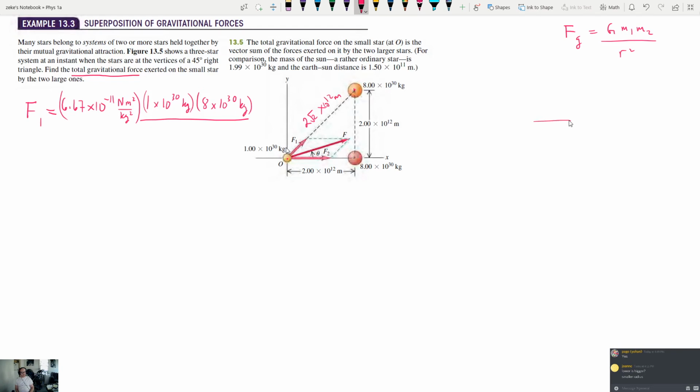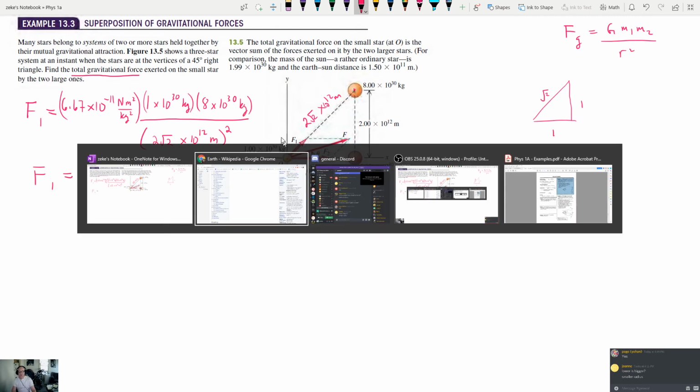Because if I have a triangle where the sides are 1 and 1, then the side is going to be square root 2. So 2 times root 2 times 10 to the 12 is going to be what we put down here. So 2 root 2 times 10 to the 12 meters squared. That's going to be F1. So I want you to try to put this in your calculator and calculate it.